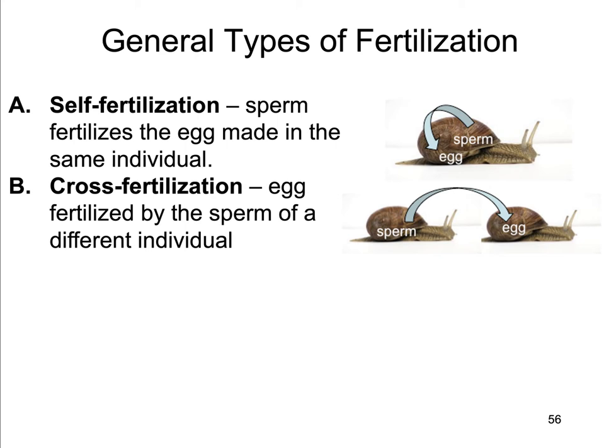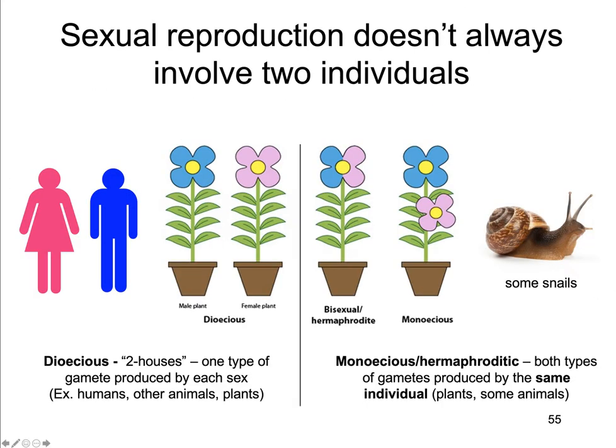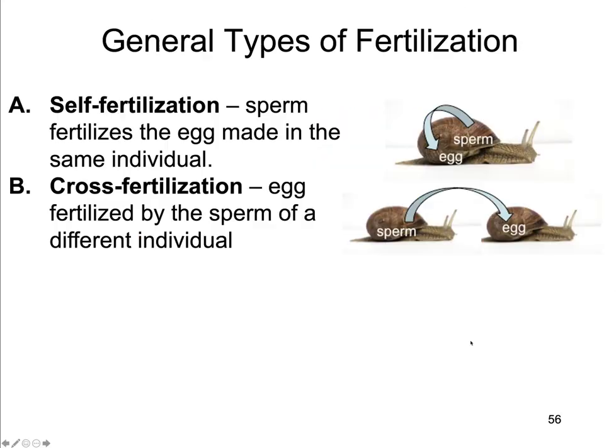And so because of this ability of some organisms to be monoecious or hermaphroditic, there's different types of fertilization. When we're talking about fertilization, anytime that you've got fertilization involved, you're always talking about sex. So there's different types of sex that exist in nature. Some sex involves self-fertilization, and other sex involves cross-fertilization.